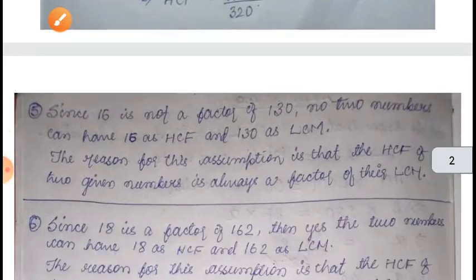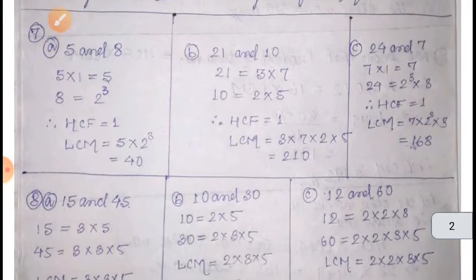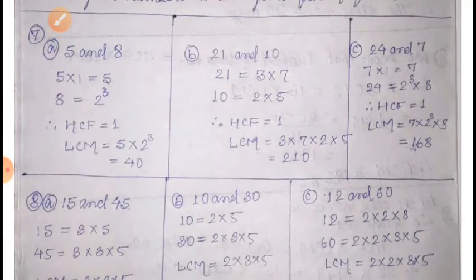Now, question number 7. In question number 7, they have asked to find out the SCF and LCM of the following numbers orally. Orally means, how to find this?